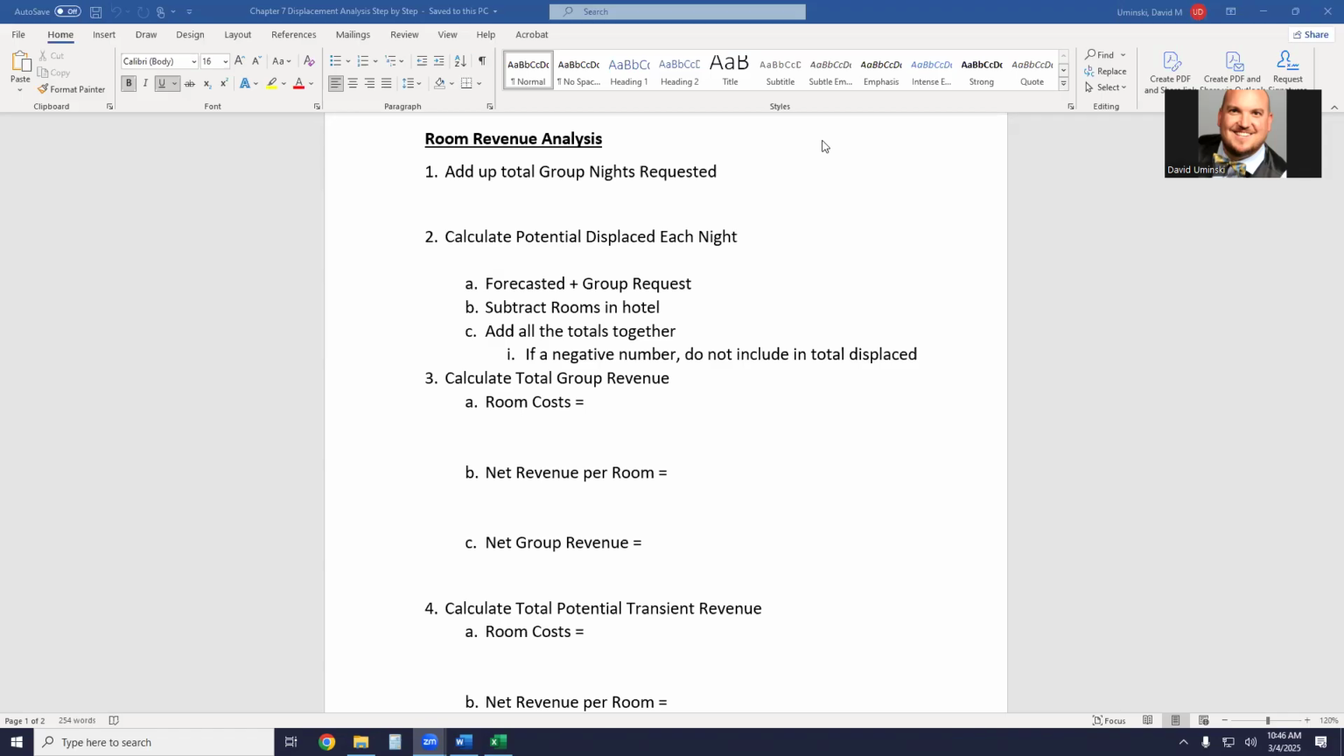I went through my files and found this step-by-step checklist. The front side is the room revenue analysis, the back side is the food and beverage analysis. So it gives you those step-by-steps.